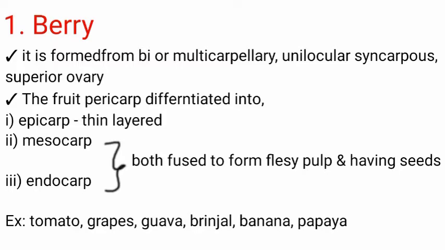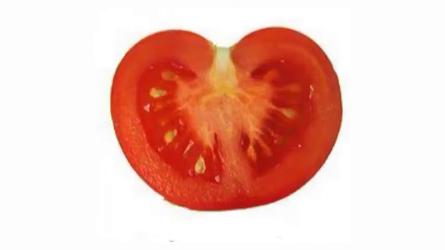It is formed from bi or multicarpellary, unilocular, syncarpous, superior ovary. The fruit pericarp is differentiated into epicarp, which is thin layered, mesocarp and endocarp, both fused to form fleshy pulp and having seeds. Example, tomato, grapes, guava, papaya, brinjal, banana. Let's see the diagrammatic representation of berry fruit, tomato.